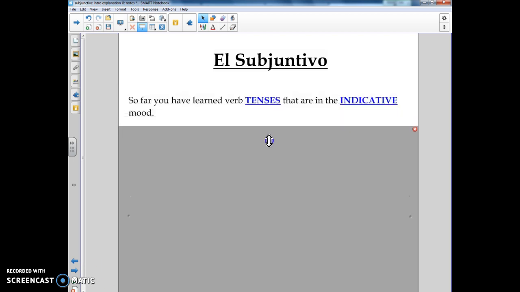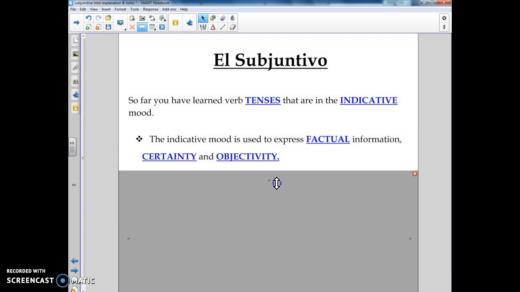So, first of all, so far in Spanish, you have learned verb tenses that are in what's called the indicative mood. So that's present tense, preterite tense, imperfect tense, future, conditional. All of that is considered the indicative mood. It's used to express factual information, certainty, and objectivity. Okay, objectivity meaning you don't have a stance. You're not showing any type of bias or opinion on the topic. So for example, I went to the store. That's just factual information.